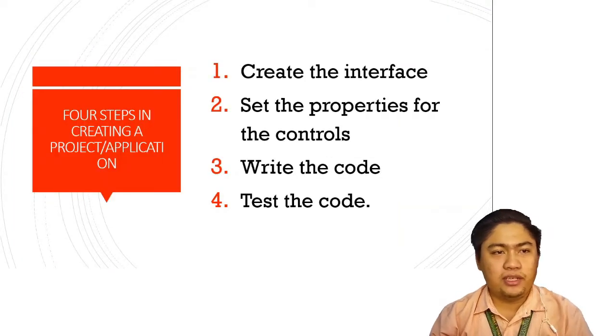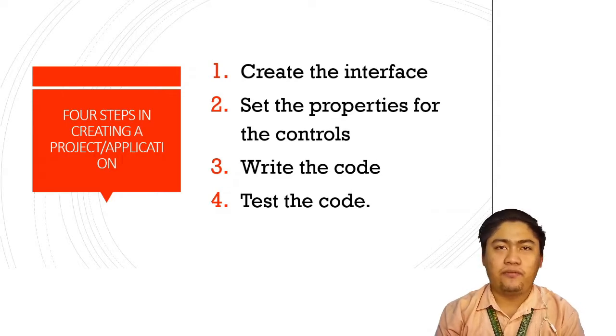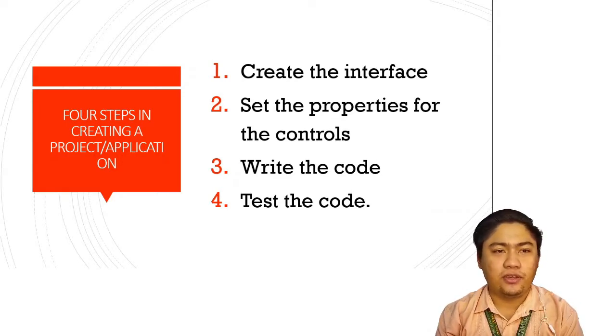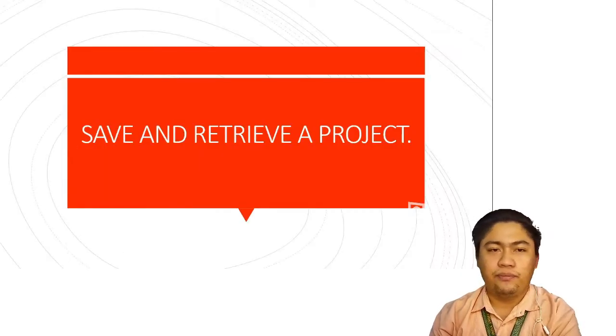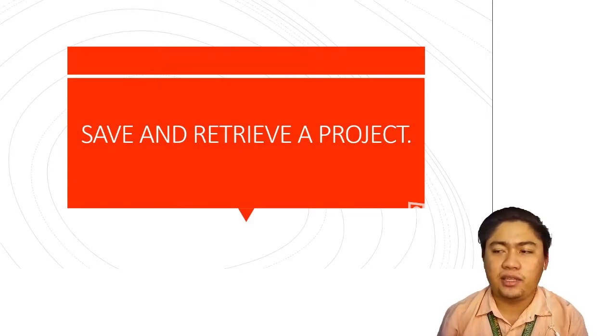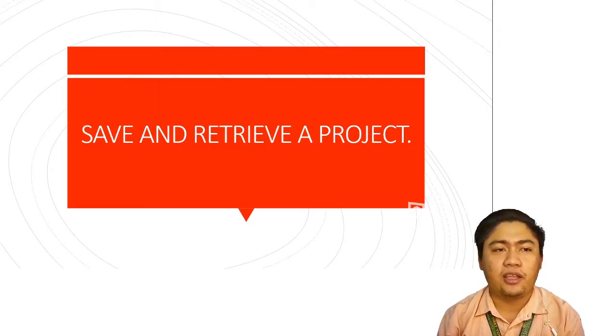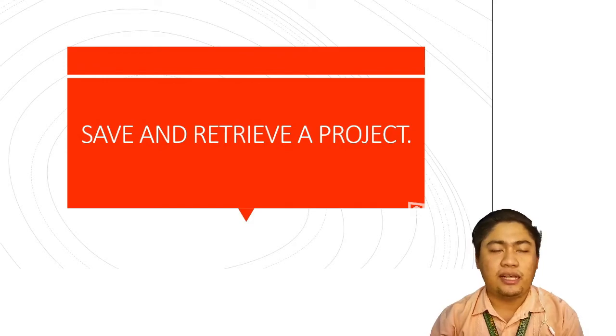Now, 4 steps in creating a project or application. First one, create the interface. Second one, set the properties or the controls. Third one, write the code. And last one, you have to test the code. In saving and retrieving a project, the usual way and how do you do it in your other documents, you will just press the Ctrl S or go to File, then save your document.